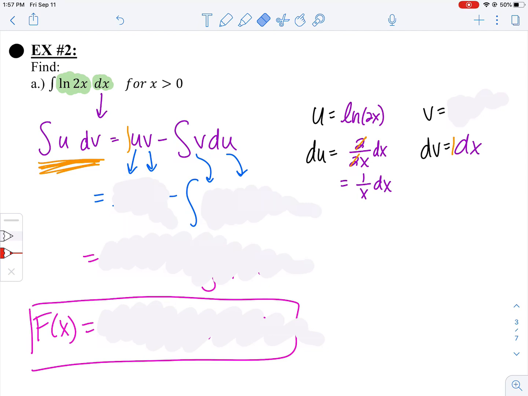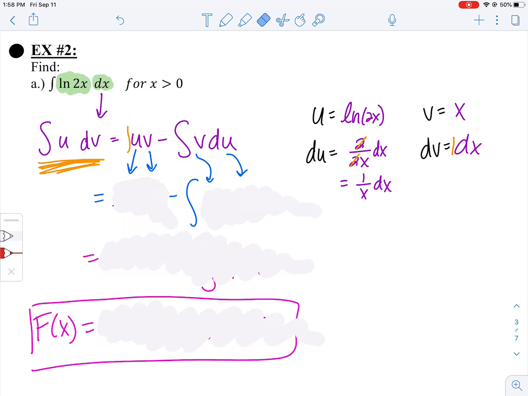Now I have a u and a du. If dv is 1 dx, or 1, then what's the antiderivative of 1? What's the integral of 1? Well, that would mean then that v is really x. Because if v is x, then its derivative would be 1 or 1 dx, which is perfect, right?